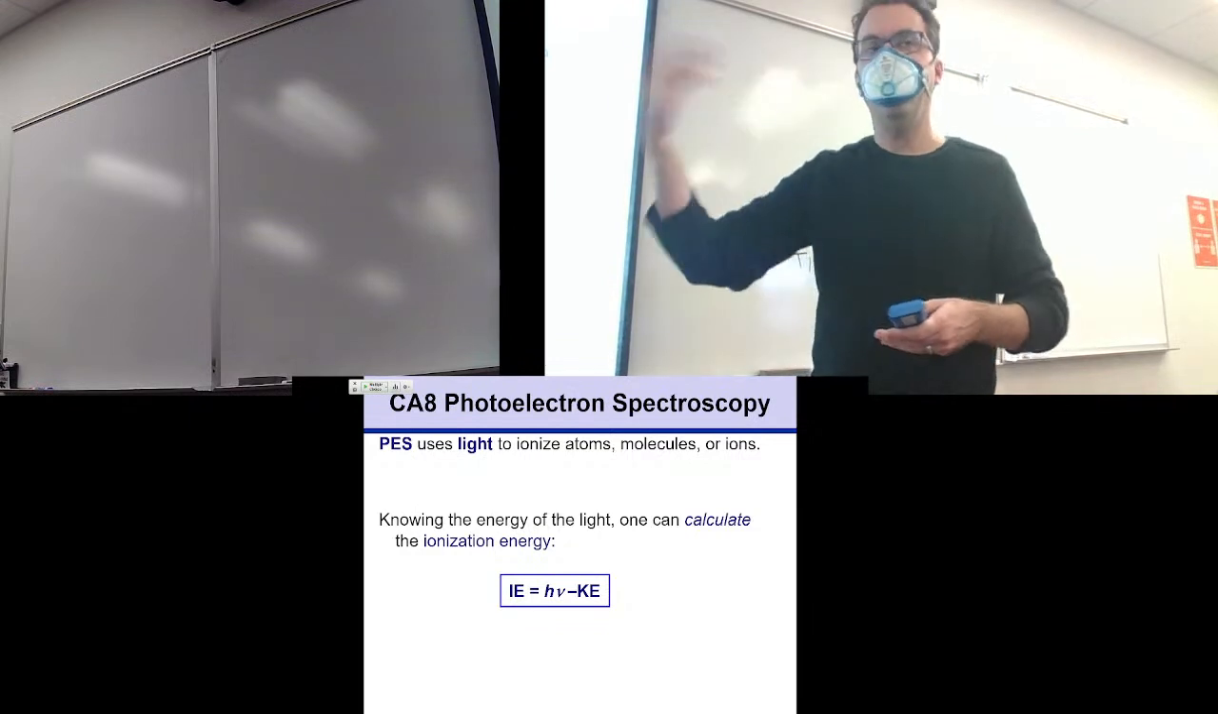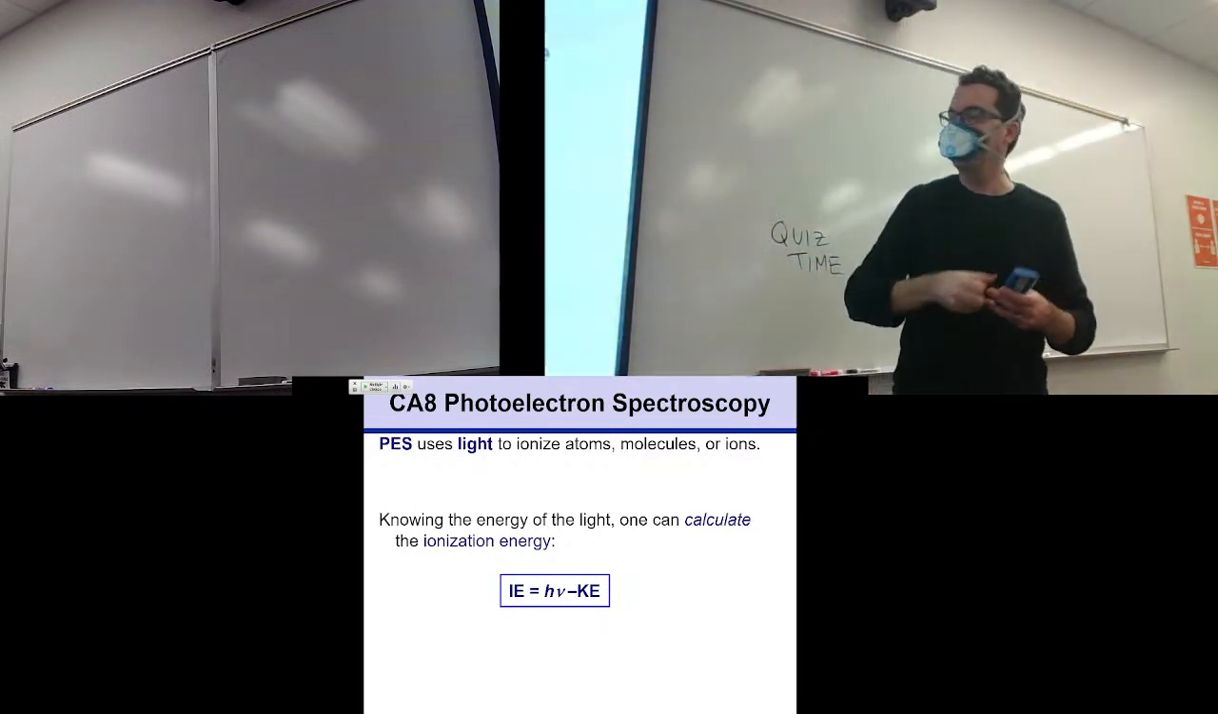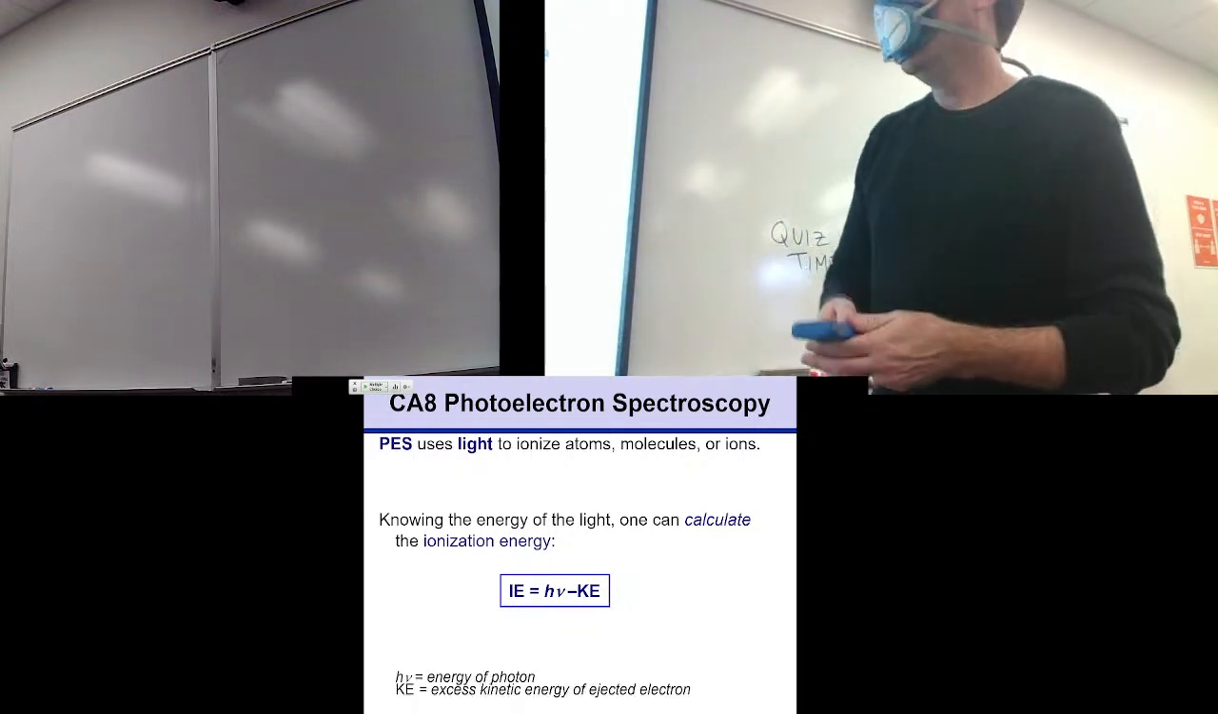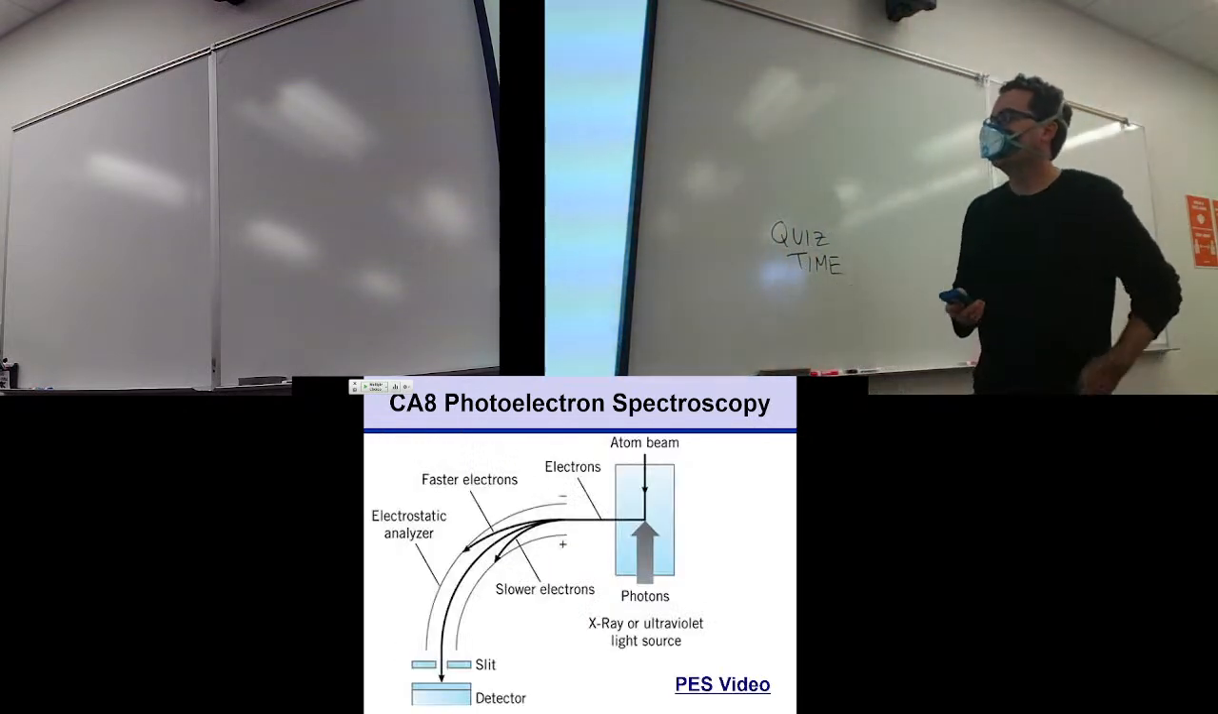Was it a really high ionization energy? Was it really deep in there? Or was it a low ionization energy? Was it one of the valence electrons? So that's kind of what we're actually looking at.